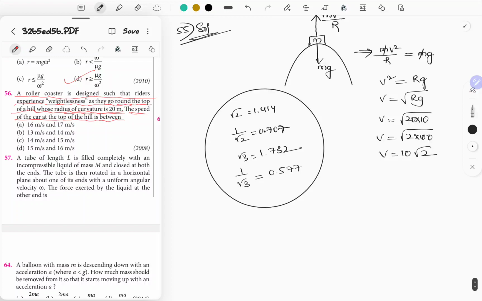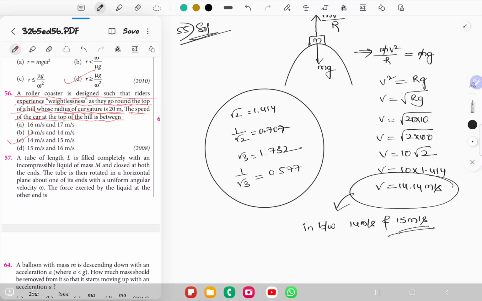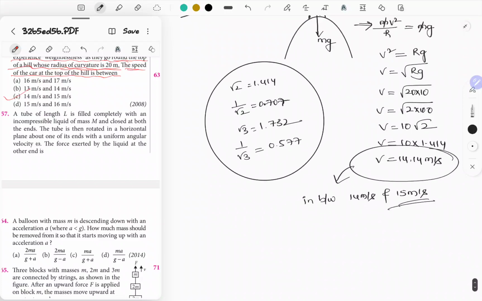So if you substitute the root 2 value here, v is equal to 10 into 1.414, which is equal to 14.14 meter per second, which is lying between 14 meter per second and 15 meter per second. So this is in between 14 meter per second and 15 meter per second. This is going to be the answer. Which option matches? Option C is the correct answer. Very good. Let's move on to the next question.